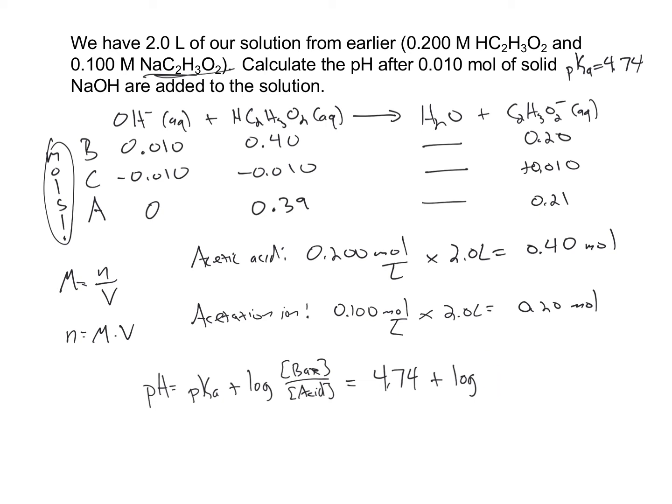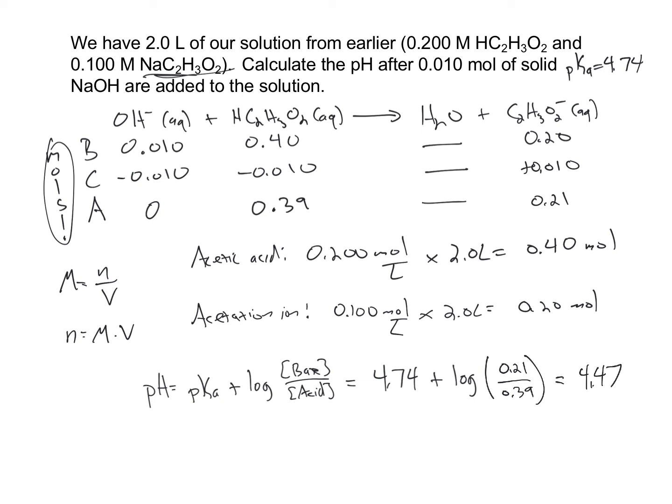So I have the base over the acid, so I have 0.21 over 0.39, and so I get a pH of 4.47.